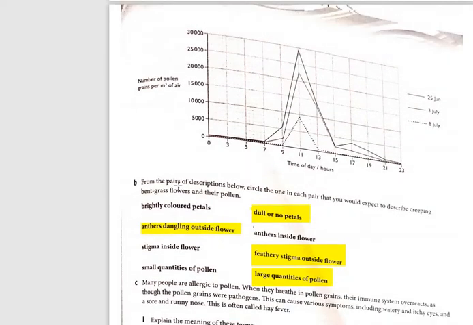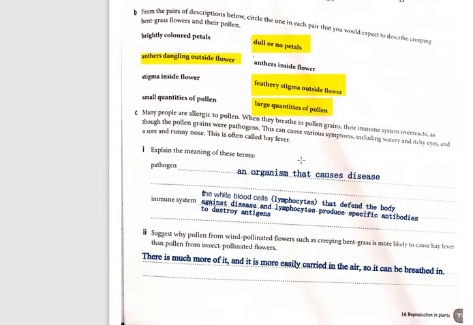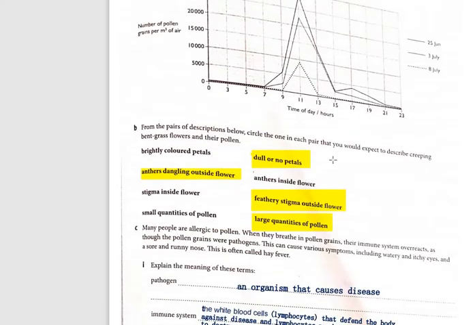Okay, so from the pairs of the descriptions below, circle the one in each pair that you would expect to describe creeping bent grass flowers and their pollen. So this question is basically referring to wind pollinated. So this creeping bent grass is wind pollinated. As I mentioned earlier in this video, they are always dull. Anthers dangling outside the flower, it is always hanging outside the flower for a high chance of pollination by the wind. And then the feathered stigma outside the flower as well, and large quantities of pollen, and they are light.